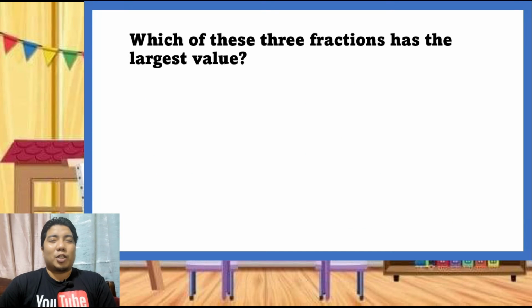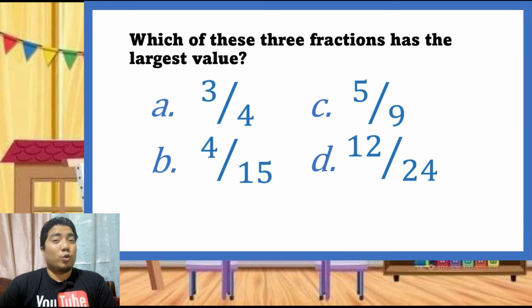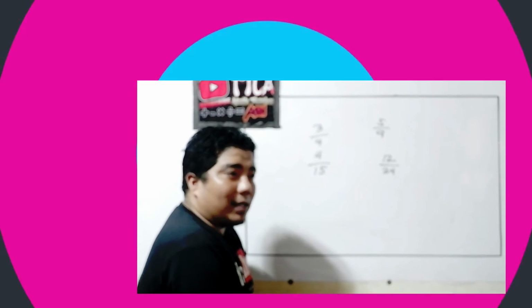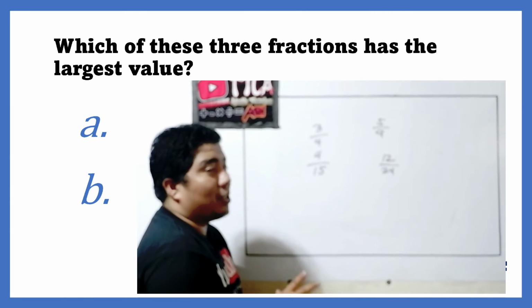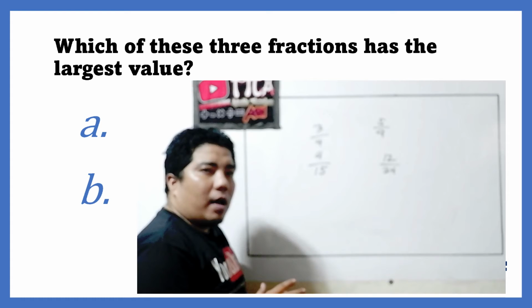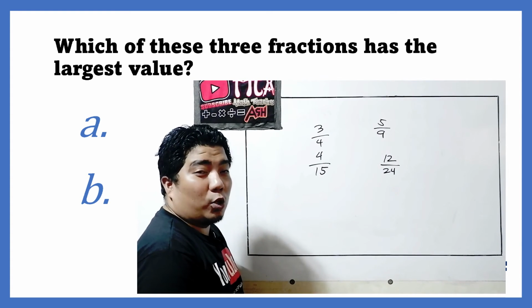Which of these three fractions has the largest value? Is it A, 3/4, B, 4/15, C, 5/9, or letter D, 12/24? Okay, my dear math learners, in this problem, we are asked which among these four fractions has the greatest value. Now, for us to know that, you need to convert all of the fractions into its lowest terms.